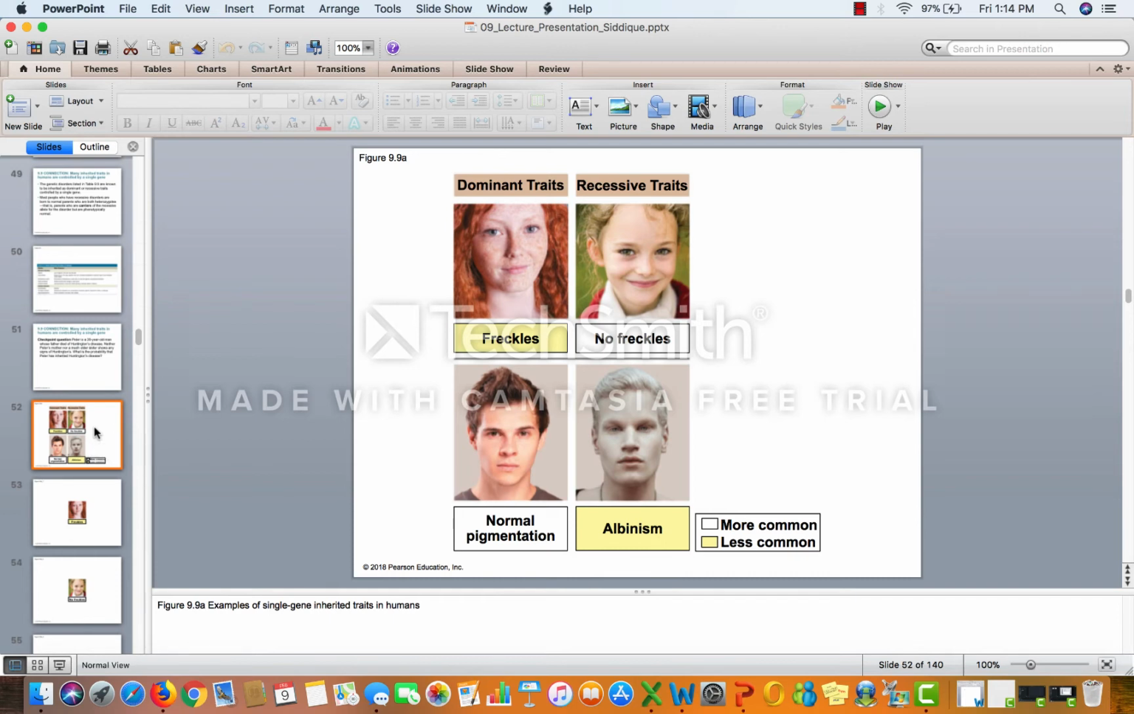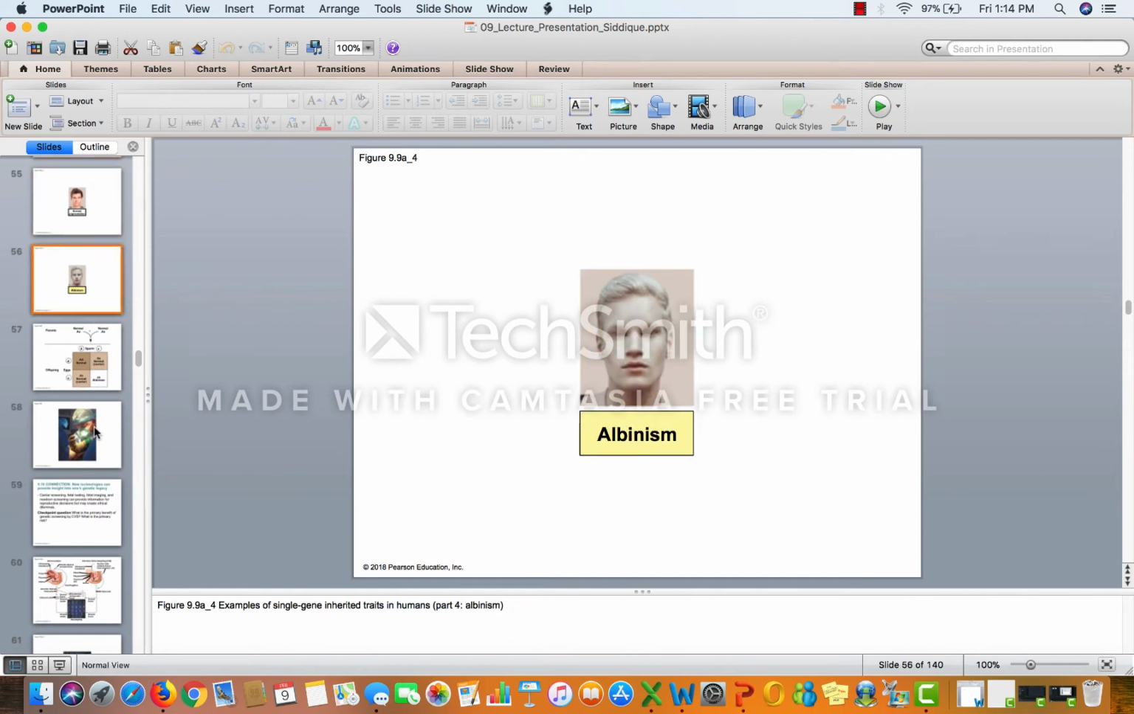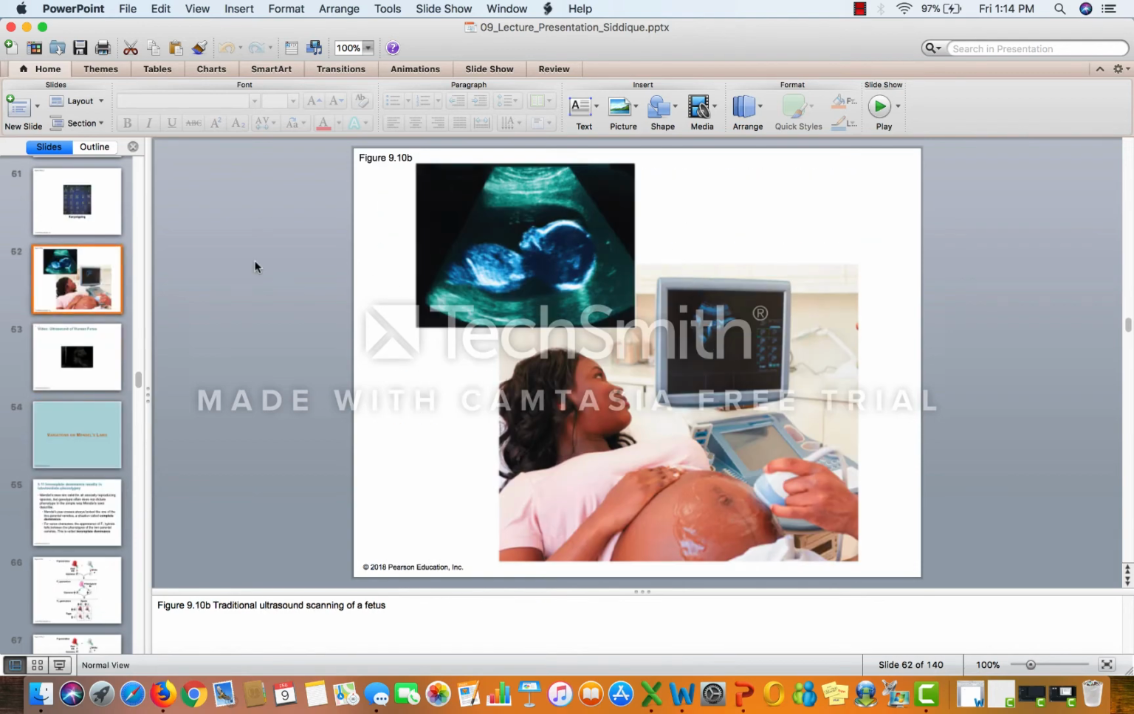Normal pigmentation, albinism, right? Again, freckles, no freckles, normal pigmentation, albinism. Here are the parents. If the parents are normal, that means they're heterozygous. If they're heterozygous, you split the sperm, which is the male.